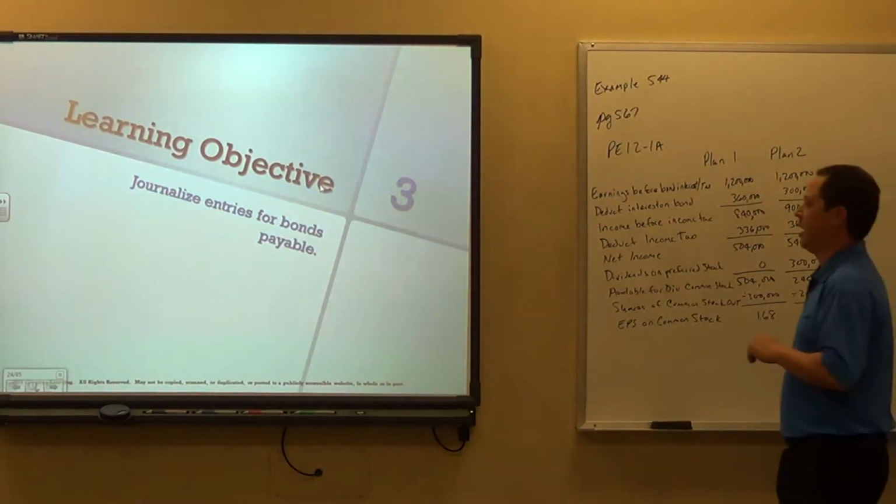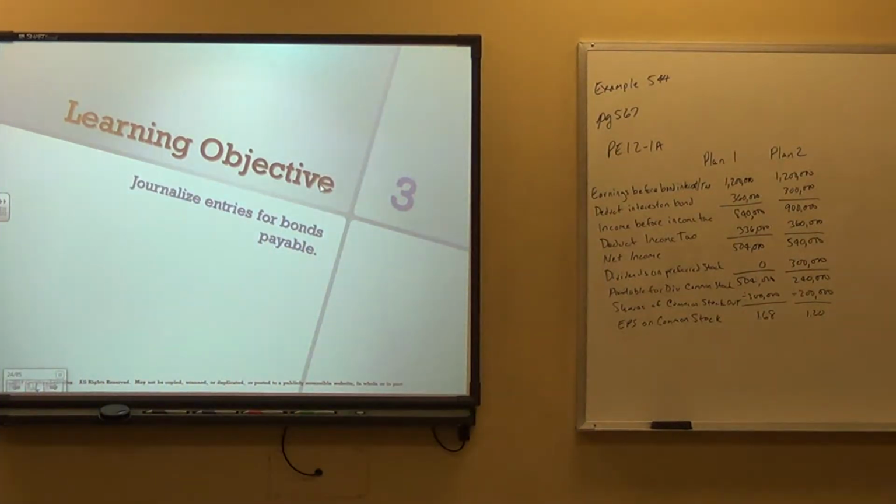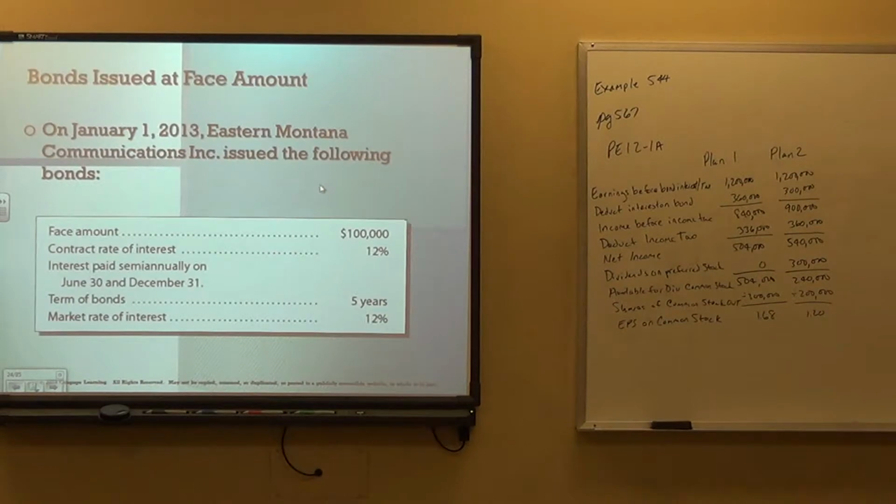All right, so journalizing entries for bonds payable. Now we're going to look at discounts and premiums and journalizing all of this, and then we'll do a problem on that. On January 1st, 2013, Eastern Montana Communications issued the following bond. They're going to pay 12% interest semi-annually. That means they're going to make 10 payments over the time frame, because there are 2 per year for 5 years. The market rate of interest is exactly the same as our contract rate, so there's no premium or discount on this one.